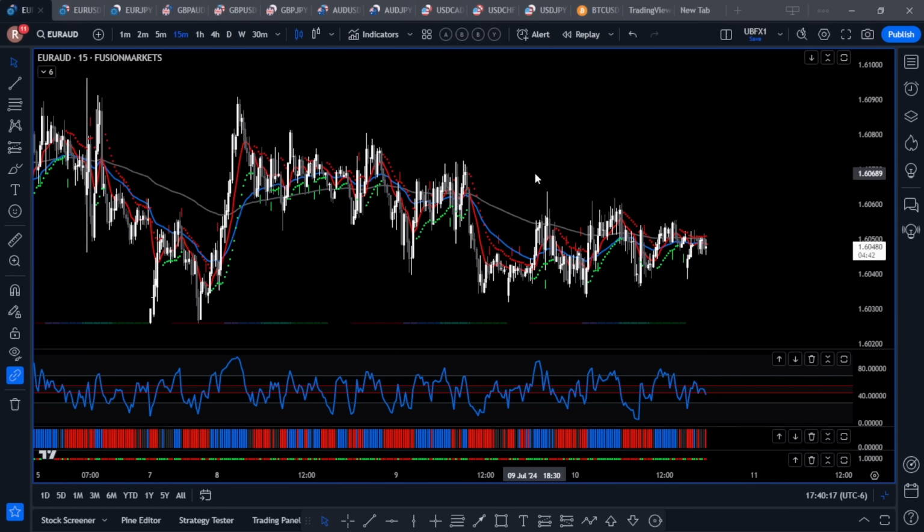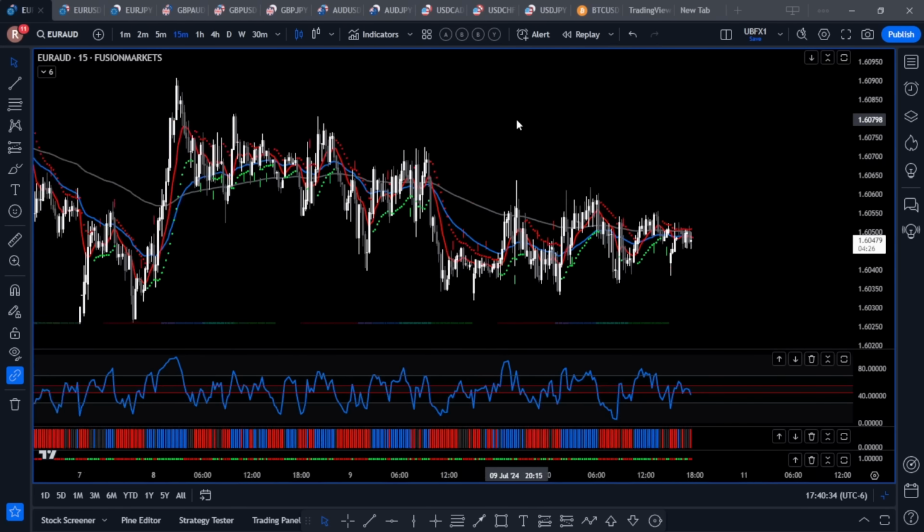Now, this is a 15-minute Euro Australian dollar. I love the Euro Australian dollar. This is one of my top two pairs. I trade the Euro Australian dollar and I trade the Euro Yen the most. But right now, there is no way I am going to be touching this market.